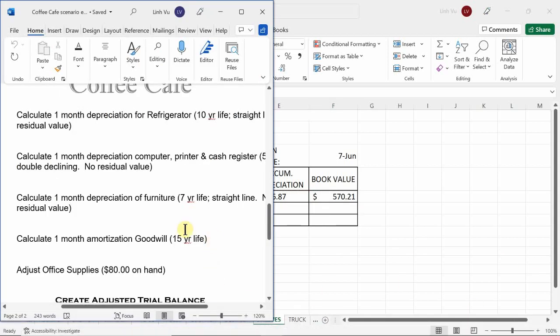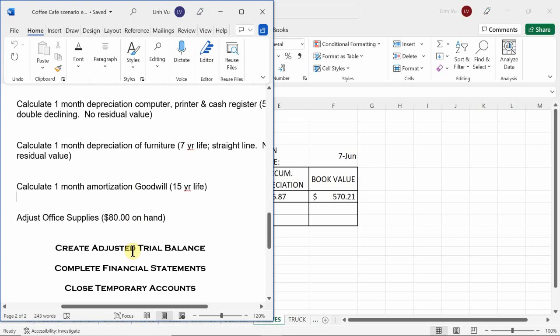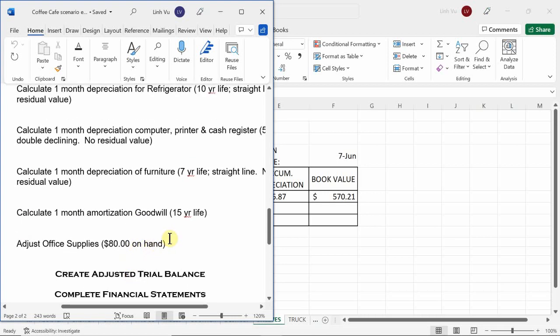And it says here you're going to also calculate 1 month of amortization for goodwill. So in this case, goodwill is amortized over 15 years. We already know amortization is for intangible assets. We purchase the business and we gain some goodwill. So we need to also adjust goodwill because it amortizes over time. You're not going to continue to keep having the value of $2,100 all the time. It loses its value over time, so we need to adjust it.